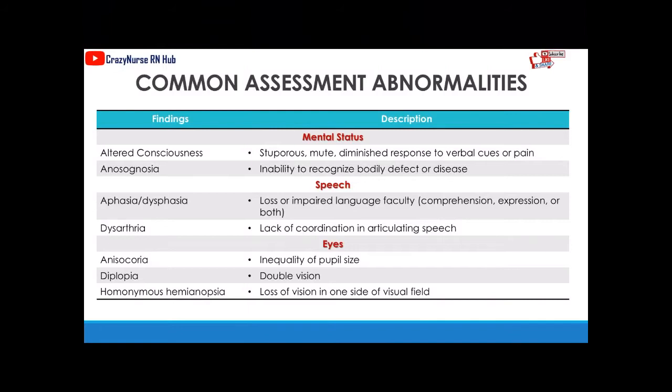We also have your dysarthria. It is the lack of coordination in articulating speech. For the eyes, we have your anisocoria. It is the inequality of pupil size. Also, we have your diplopia, double vision, and homonymous hemianopsia. It is the loss of vision in one side of visual field.